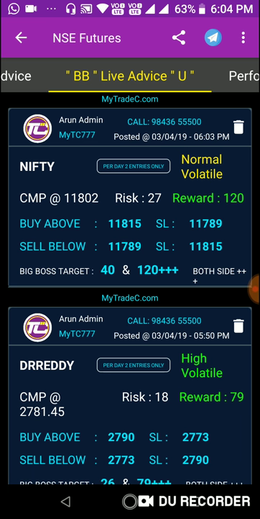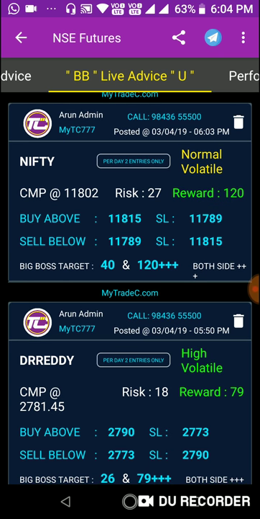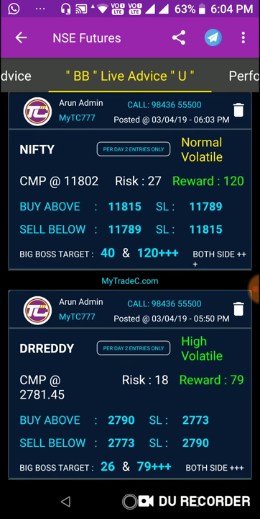Either buy above or sell below will get triggered, right? So if the buy above, for example, is triggered and it went for the target, then one entry is done, you are done for the day. Don't go for the second entry. Don't look for the second entry as well, okay?